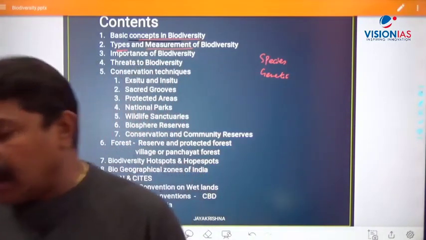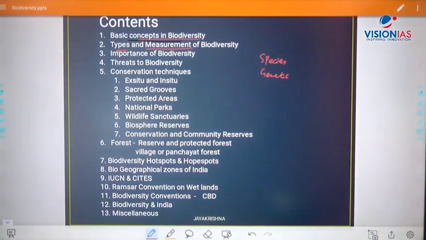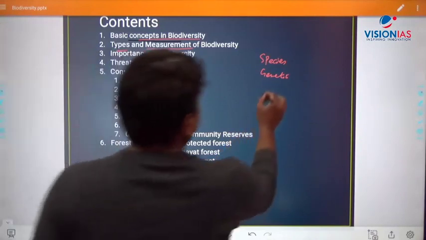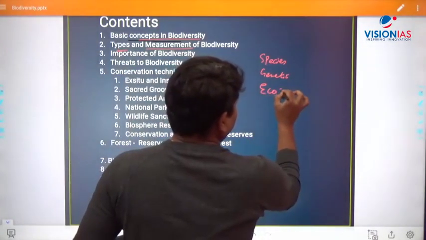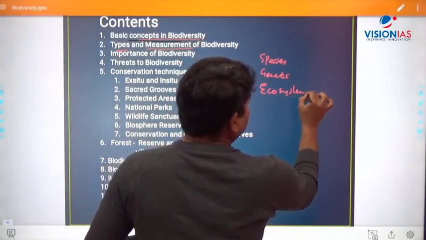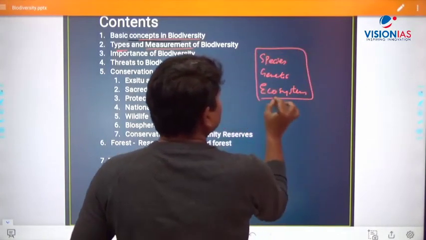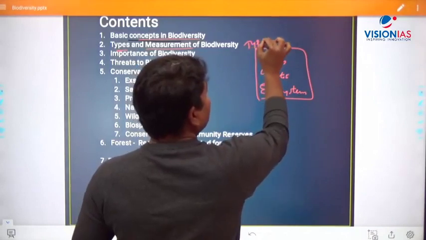Then we also discussed ecosystem biodiversity. These are the three different types of biodiversity we have seen. These are the types of biodiversity.